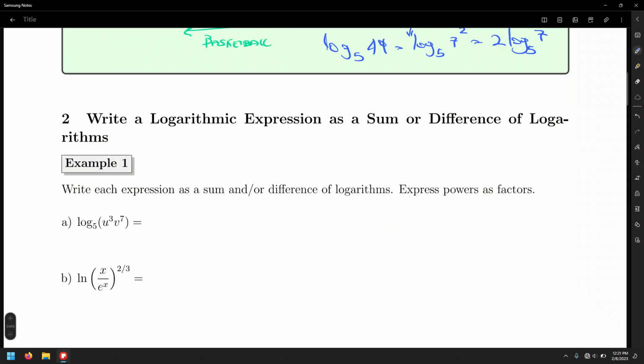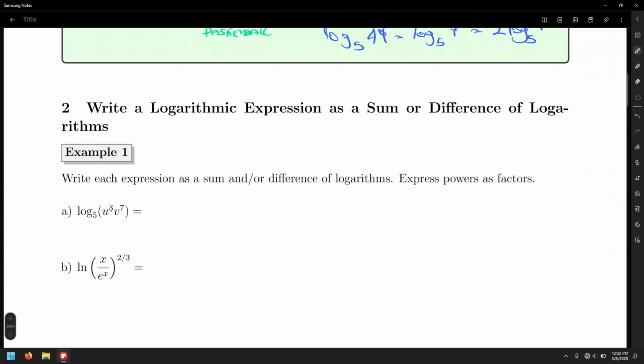There are a couple of things going on at the same time. We see the product between u cubed and v to the seventh, but we also see powers. Which one do we go about first? Whenever that happens, think of this as a product, so use the product rule. We do one step at a time: log base 5 of u to the third power plus log base 5 of v to the seventh power.